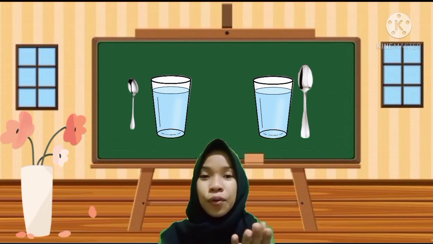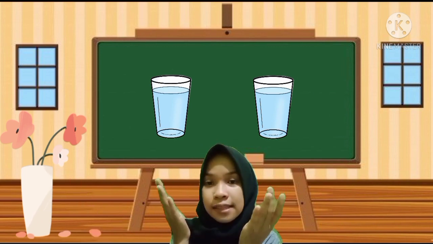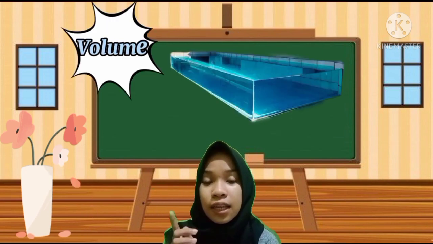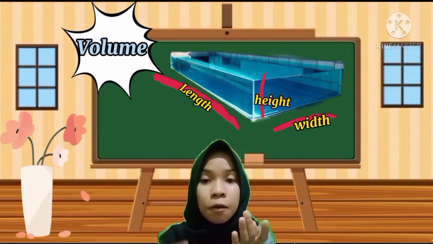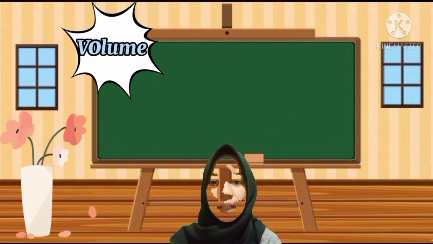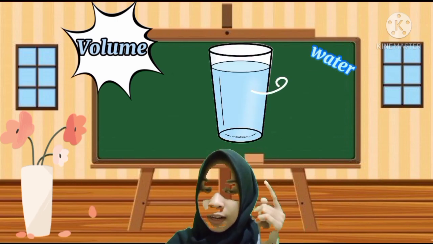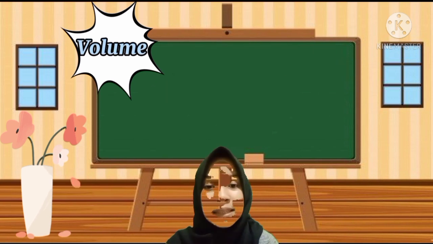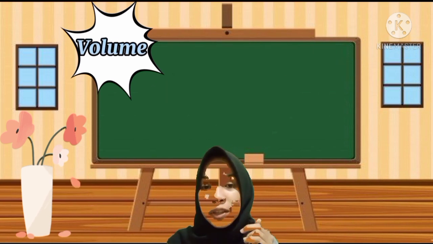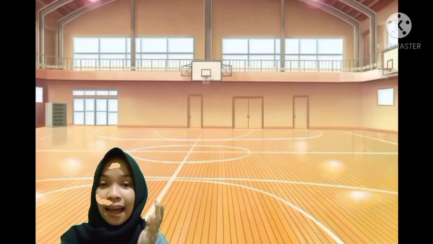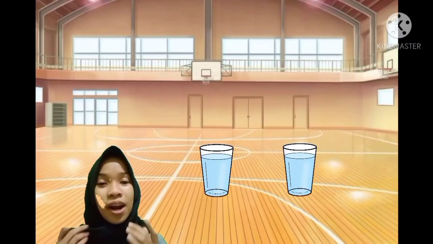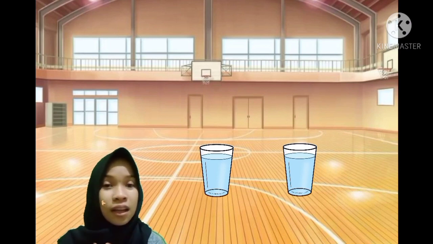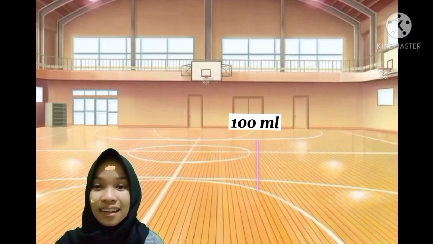In this case, we can call the water in the glass the volume of water. Volume is a calculation of how much space can be occupied in an object. The object here is water, the space in question is the glass. Then, volume is the amount of water put into the glass. Lala and Lulu used a 100 milliliter glass, so we can say the volume of water is 100 milliliters.